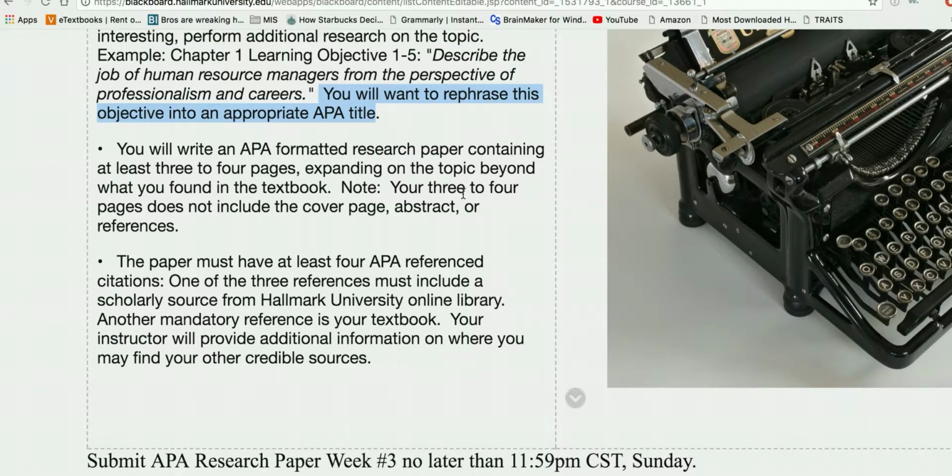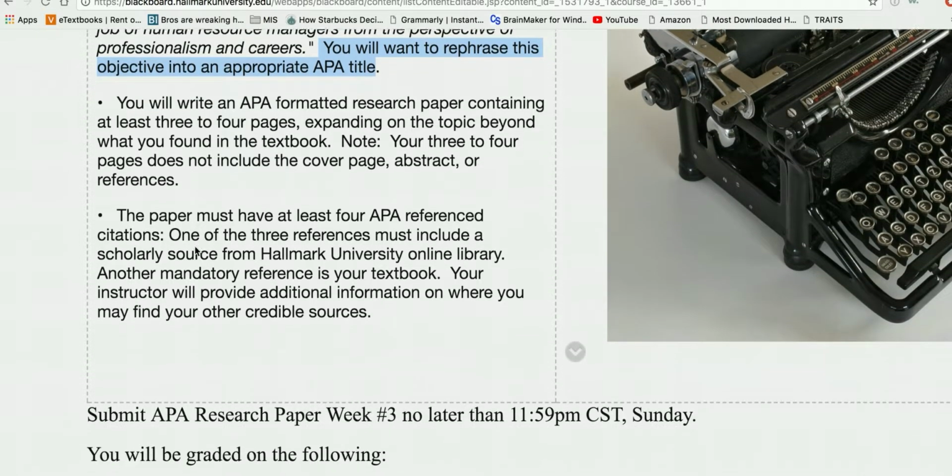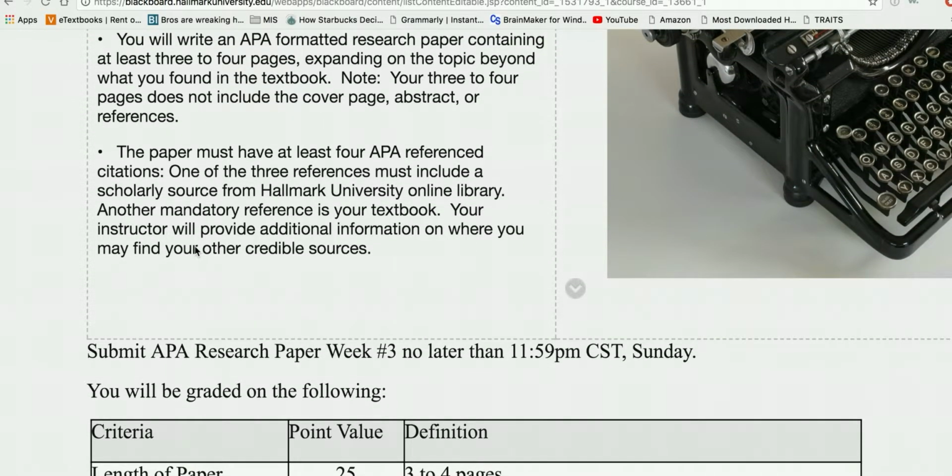Note, your three or four pages does not include the cover page, does not include the abstract, and does not include the reference. The paper must have at least four APA reference citations. Now, this may sound like a lot, but really it's not. One of the references must include a scholarly source from the Hallmark University Online Library.